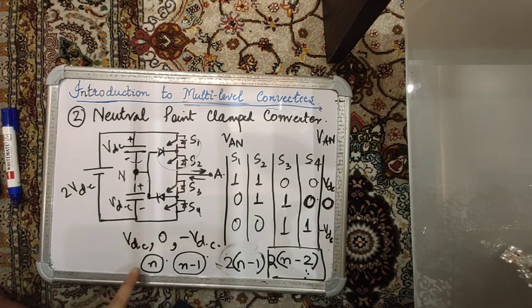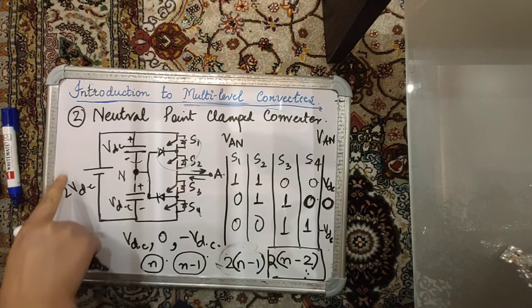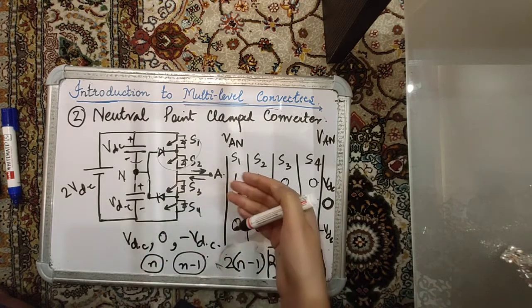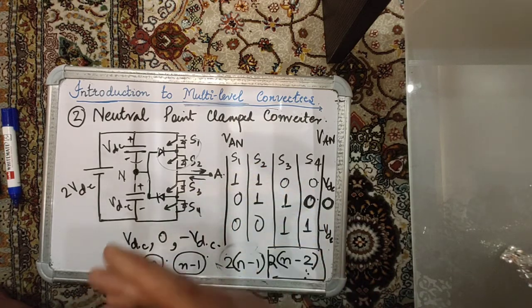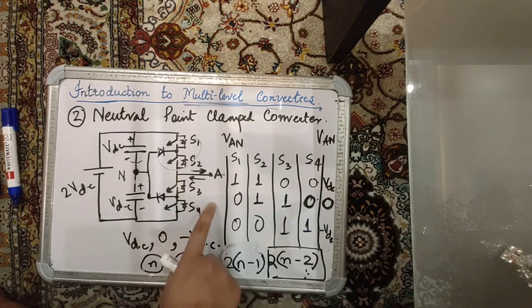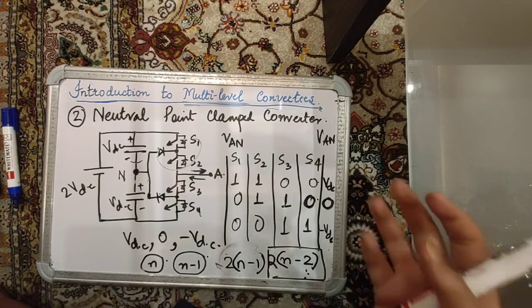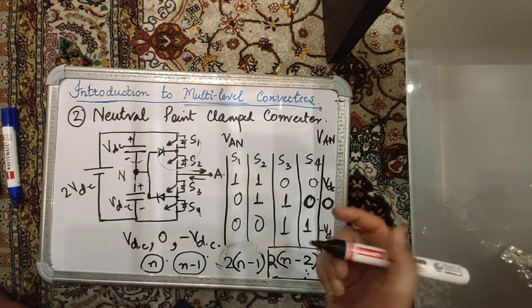That means if you need an n-level output, you need n-1 capacitors to split your single input DC source, split through capacitors, n-1 capacitors, and then you need 2 times n-1 switches, and then you need 2 times n-2 clamping diodes. So of course you can use more switches to generate a higher level of output, say 7-level. This is simply a 3-level converter, 3-level NPC. You can generate a 5-level, 7-level or much higher levels of output.